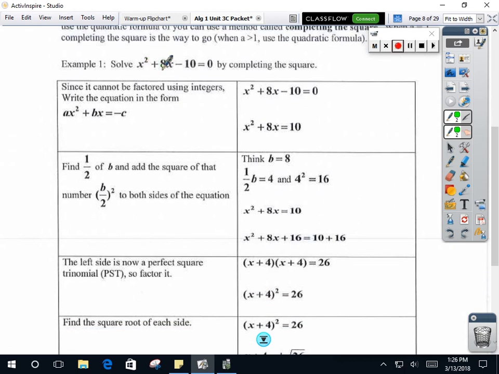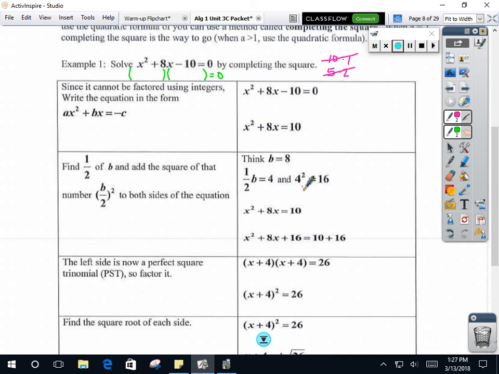X squared plus 8x minus 10. The very first thing you should do is attempt to factor it. See if there are two numbers that multiply to make a negative 10 and add to make an 8. Okay, so if I'm trying that, the first thing I would say, okay, well 10 times 1. A 10 and a 1 is never going to give me an 8. Then I say, okay, 5 times 2. That will make a 10, but that's never going to give me an 8. So this one cannot be factored. So today I'm going to teach you how to solve it by a process called completing the square.